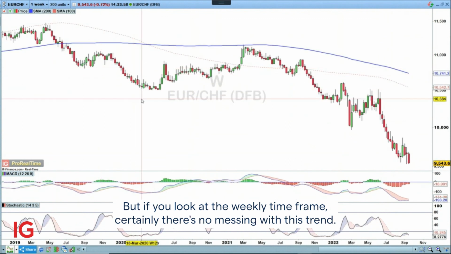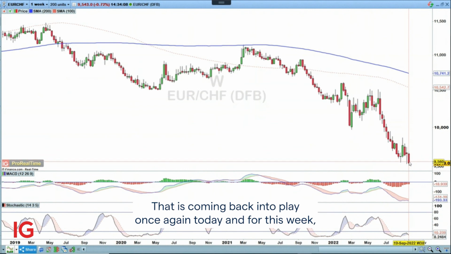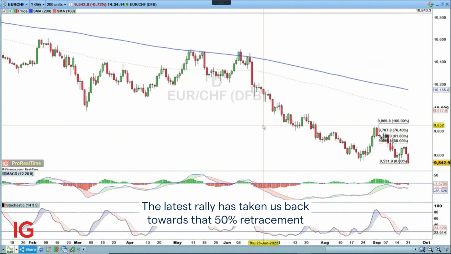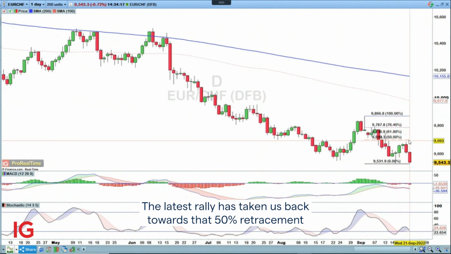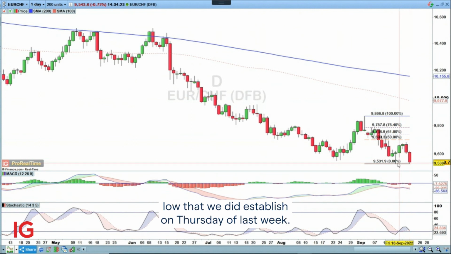But if you look at the weekly time frame, certainly there's no messing with this trend. And we have seen significant declines over the course of the past 2 years. That is coming back into play once again today and for this week. And so I'm looking to see an extension of this move towards the downside. The latest rally has taken us back towards that 50% retracement, and now we're heading lower and into this 95.32 low that we did establish on Thursday of last week.